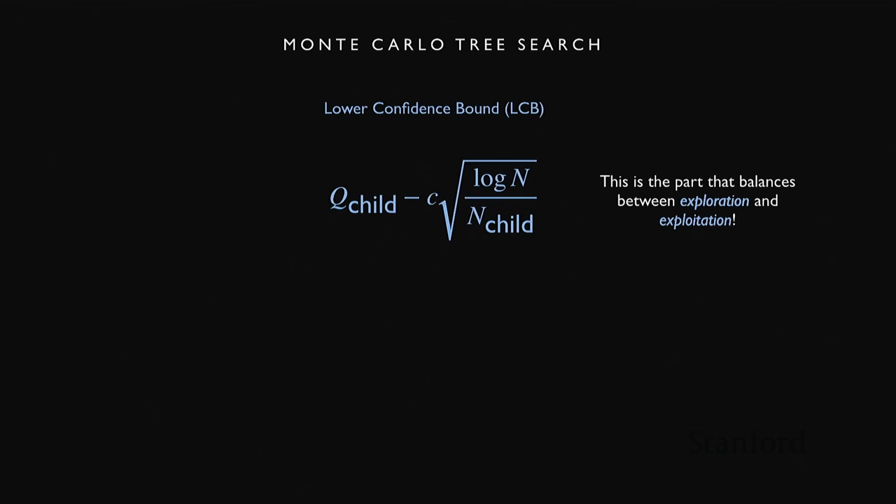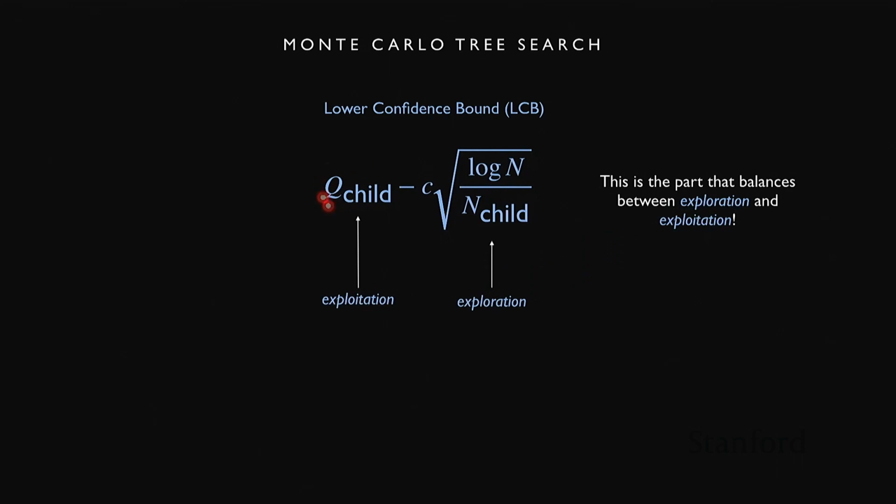Okay, so let's talk about actually what's going on if we do want to traverse the tree. And this is where we actually balance between exploration and exploitation. So we're at some spot and we're going to look at all of the places we could go by looking at all of the child nodes that we have. And we're going to compute this value for every single one of the children. And this value is kind of a combination of two things.